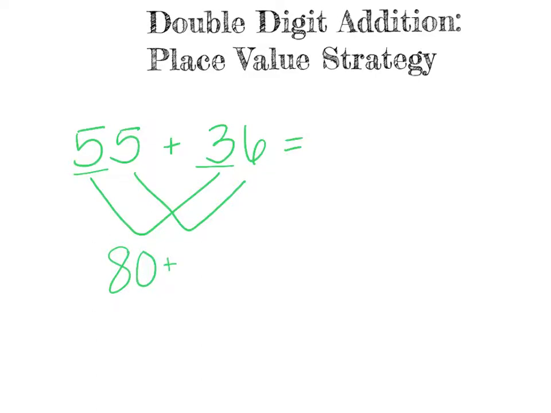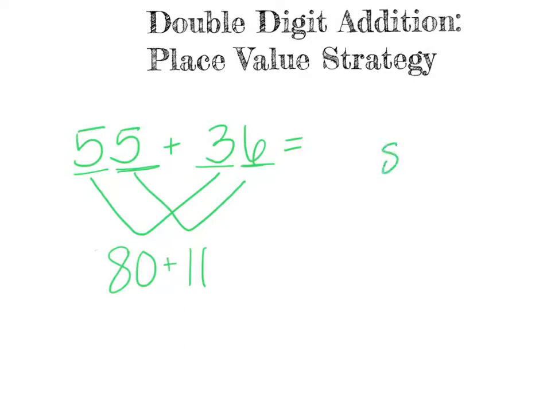Then I need to add my ones, so I have 5 plus 6, and I know that 5 plus 6 equals 11. Now, boys and girls, with this, I can either add 80 plus 11 just like that, or I can break it apart if I need to. So I'm going to show you how you can break it apart if you choose to do it that way.